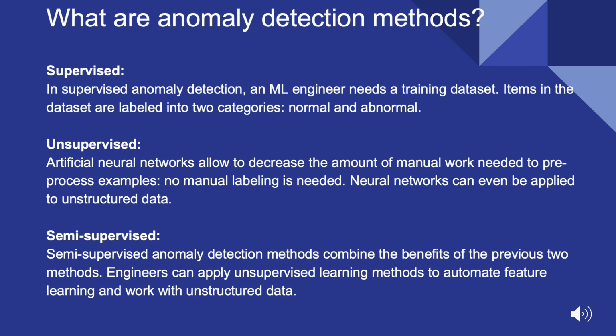Unsupervised. Artificial neural networks allow you to decrease the amount of manual work needed to pre-process examples. No manual labeling is needed. Neural networks can even be applied to unstructured data. Neural networks can detect anomalies in unlabeled data and use what they have learned when working with new data. The advantage of this method is that it allows you to decrease the manual work in anomaly detection.